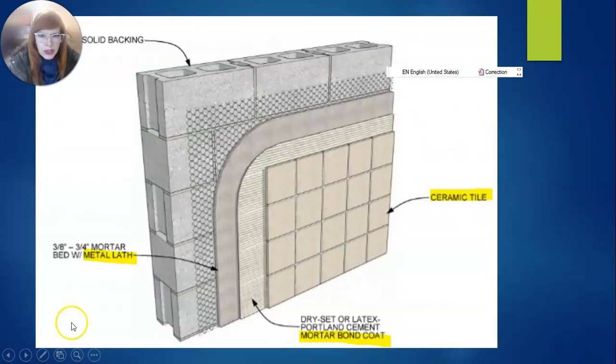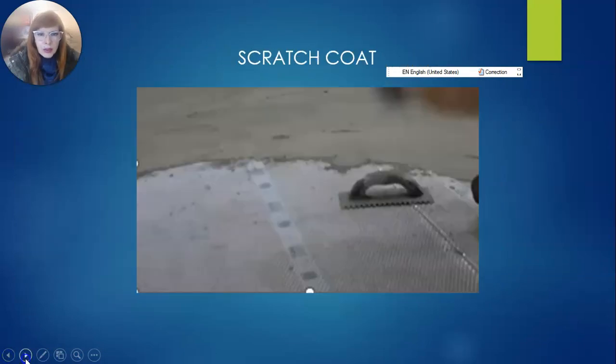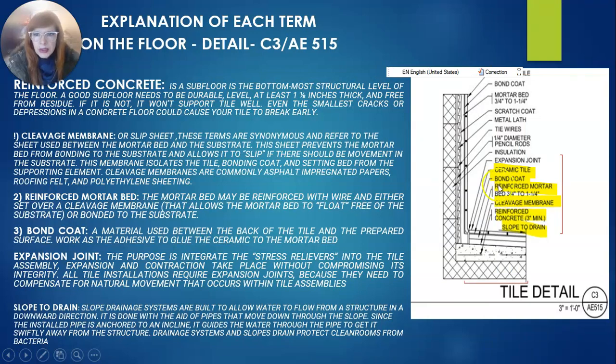I can show you here the ceramic tile, the mortar bond, the metal lug. This is the metal lug, really. Okay, this is the mortar bed with metal lug. Now I will explain to you all the items, or all the layers or the material, that is used to install the tile over the floor.